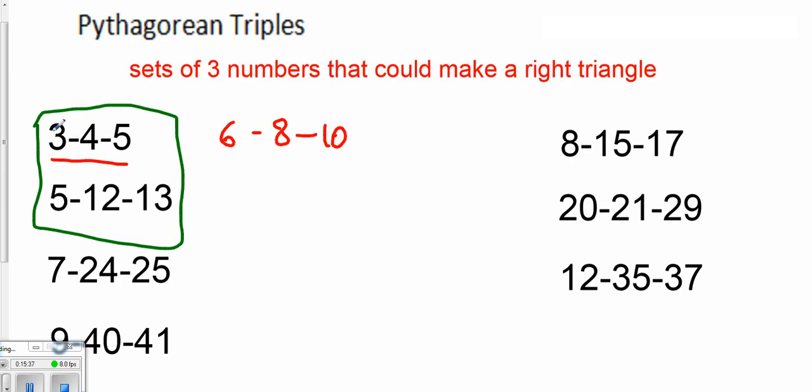Let's say we multiplied each of these numbers by 4. We'd have 12, 16, and 20. And in fact, yes, those would make a right triangle as well. So remembering 3, 4, and 5 do make a right triangle, and then just think, well, I can do different multiples of that, so like double them or triple them or quadruple them, then yes, all of those sets would be Pythagorean triples, or in other words, they would make right triangles.